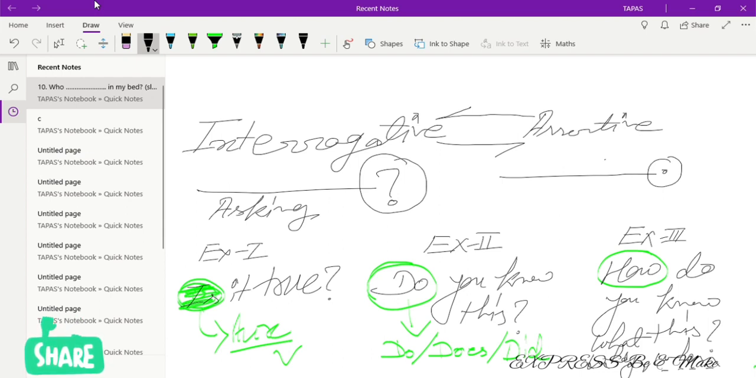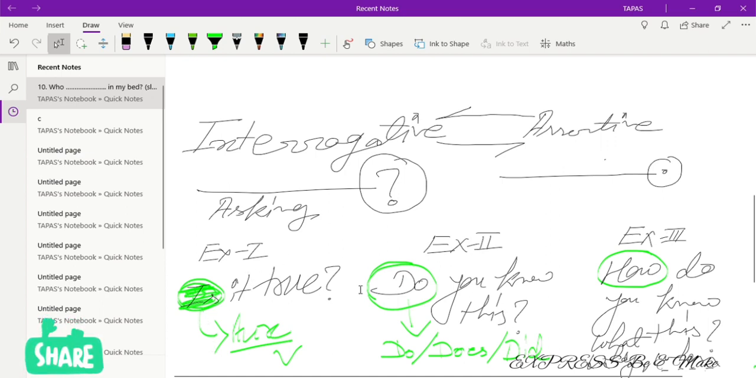Today's class is on interrogative to assertive. An interrogative is a question sentence, and an assertive is a normal sentence. You can easily identify an interrogative by the question mark, and an assertive sentence by the full stop at the end. We will see how to make an interrogative from an assertive and an assertive from an interrogative. This class is vice versa. For clarity, I have given you the three examples.